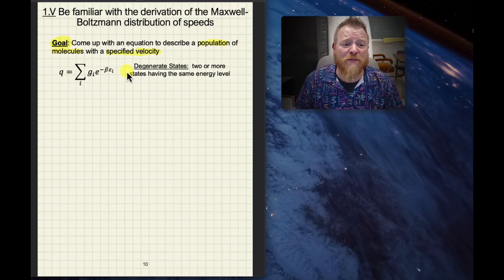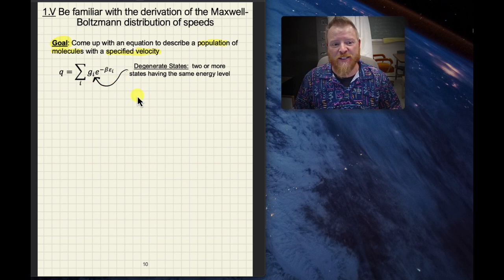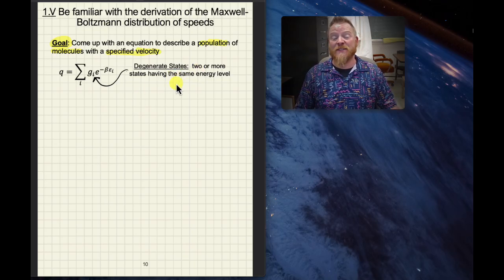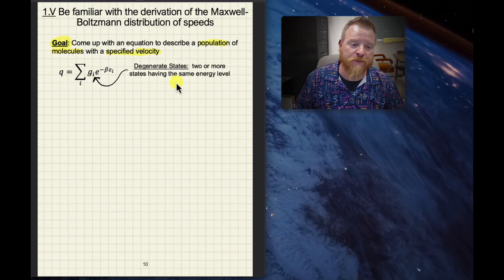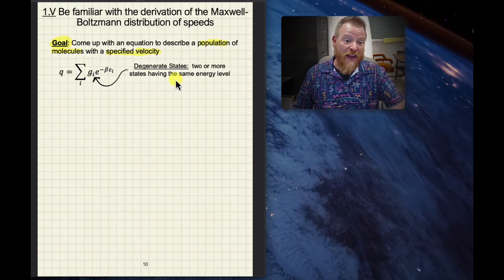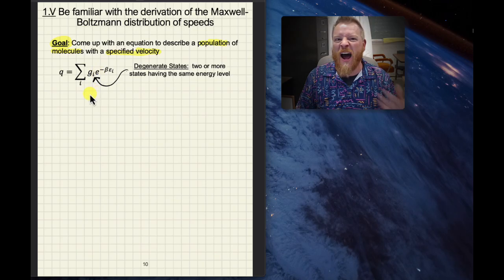And so now we have to consider this idea called degeneracy or degenerate states, when two or more states have the same energy level. And as it were, if we think about the way a molecule might move in the x, y, or z dimension, those are all degenerate. So we're going to have to consider not triple counting those things, right?